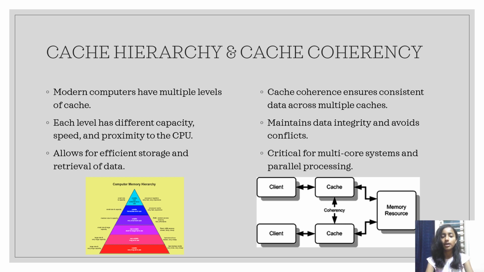Cache coherency. It refers to the consistency of data stored in different caches that access the same main memory. Cache protocols ensure that all caches have the most up-to-date version of shared data. This allows for consistent and reliable computation in a multi-core or multi-processor system.